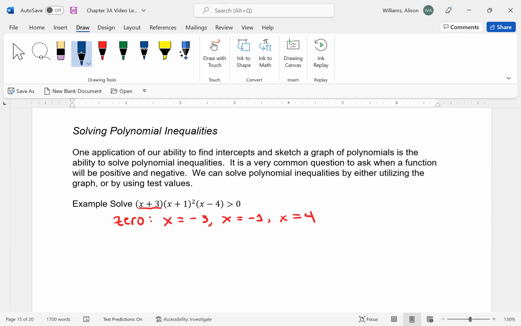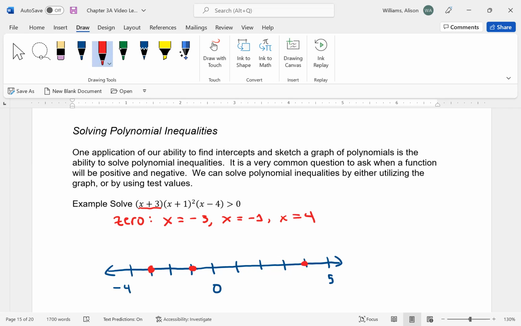So what I want to do now is graph these on a number line. All right, so here's 0. 1, 2, 3, 4, 5, 1, 2, 3, 4. Okay, that's fine. All right. So let's see. -3 would be right here. -1 is right here. And 4 is right here.